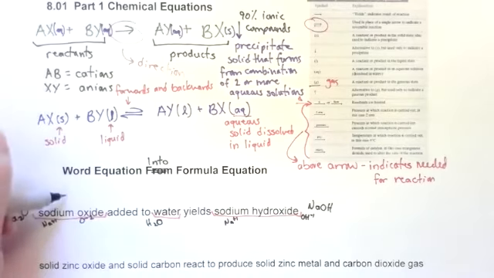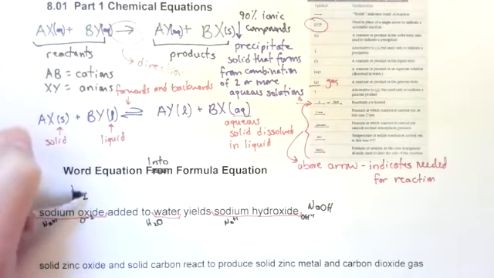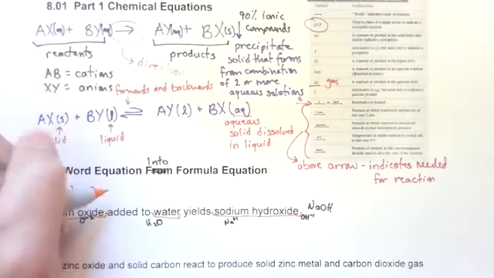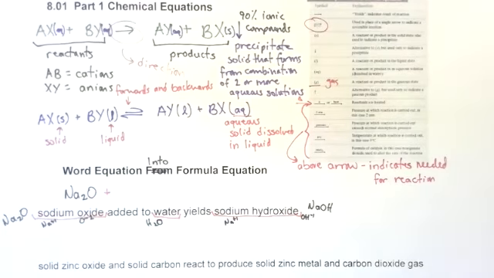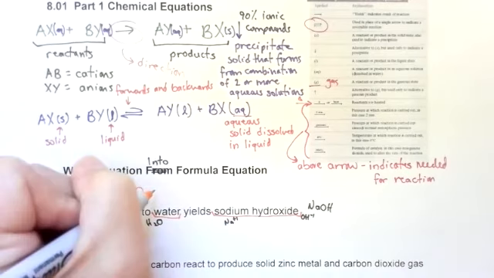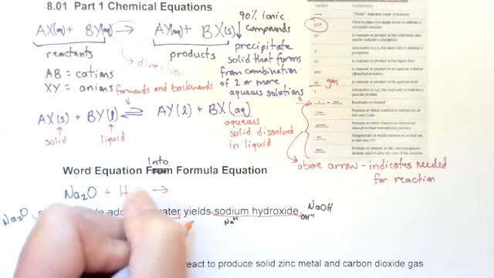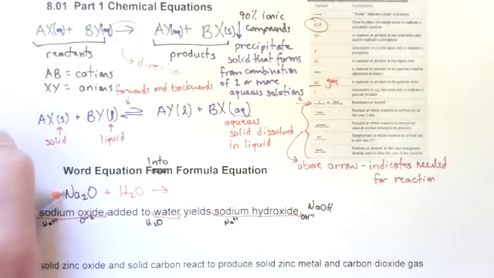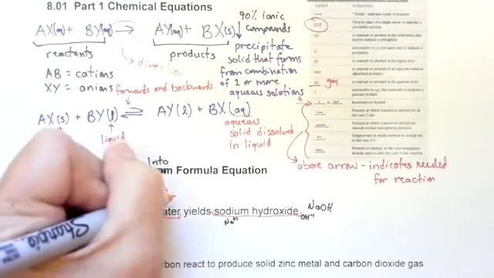So I'm going to take sodium oxide, Na2O. I'm going to add to that, I'm going to do a plus, water, H2O. Yields, so this gives me, and it doesn't tell me that it goes forwards and backwards. So 90% of the time, you're going to be using this single direction arrow. And that's going to yield sodium hydroxide.